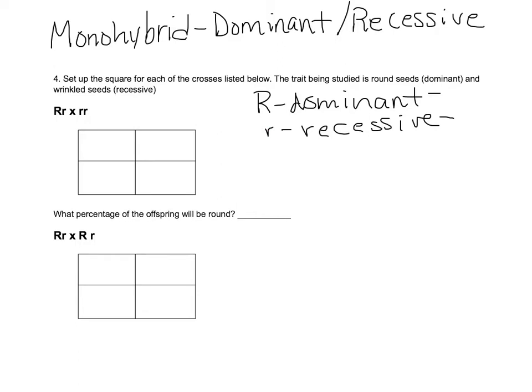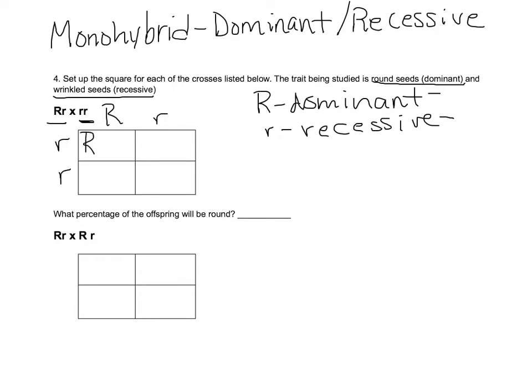The trait being studied is round seeds, which is our dominant trait, and wrinkled seeds, which is the recessive. So this individual, the heterozygote, is going to be a round expression of that gene, and then the homozygous recessive, the two lowercase r's, will be a wrinkled seed. So I'm going to set up one parent there and the second parent on the side.